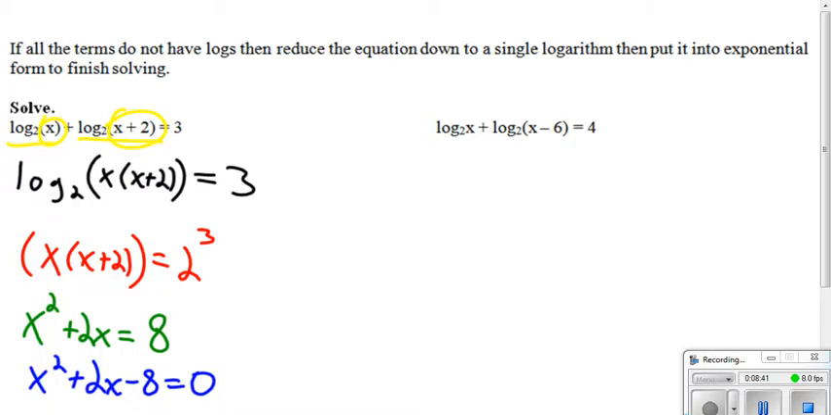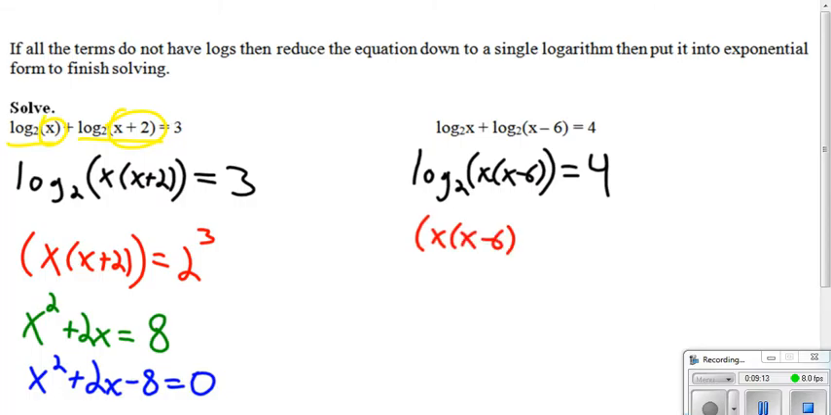So same thing here. What we need to do is simplify down into just one logarithm. So again, we have two log base 2's with an addition in between them. So we can just simplify that down into log base 2 of a multiplication problem: x times x minus 6. And that equals 4. Then we want to change that into an exponent instead of the logarithmic form. So we would do x times x minus 6 equals 2 to the 4th power.